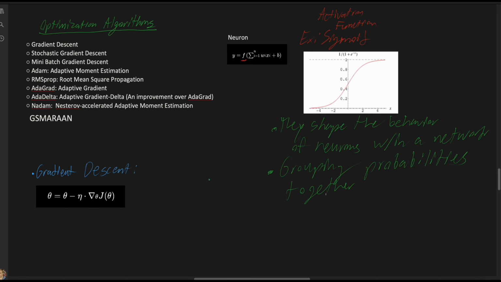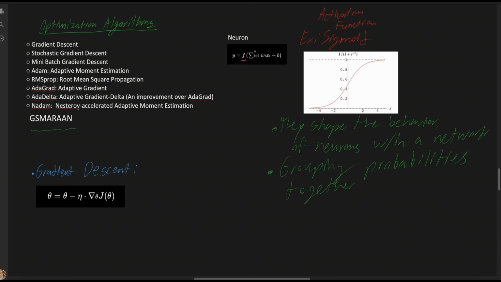Common optimization algorithms used for the process would be gradient descent, stochastic gradient descent, mini-batch gradient descent, ADAM, which stands for adaptive moment estimation, RMSprop, which means root mean square propagation, ADAGRAD, which means adaptive gradient, ADADELTA, adaptive gradient delta, an improvement over ADAGRAD, and NADAM, which stands for Nesterov accelerated adaptive moment estimation. And we have the following acronyms over here.